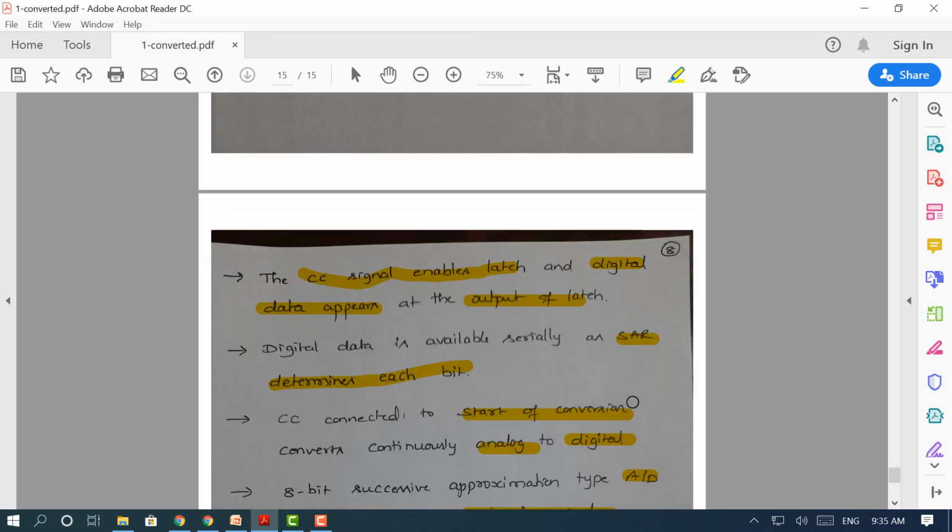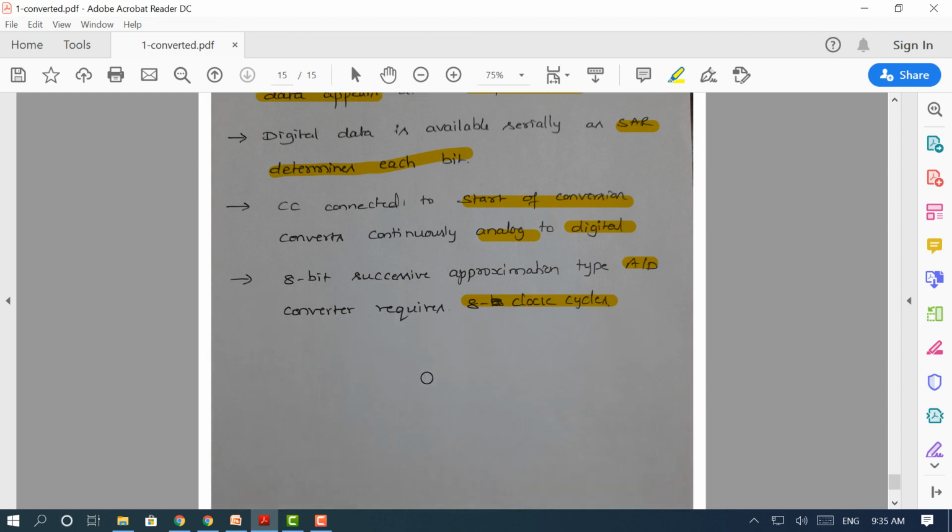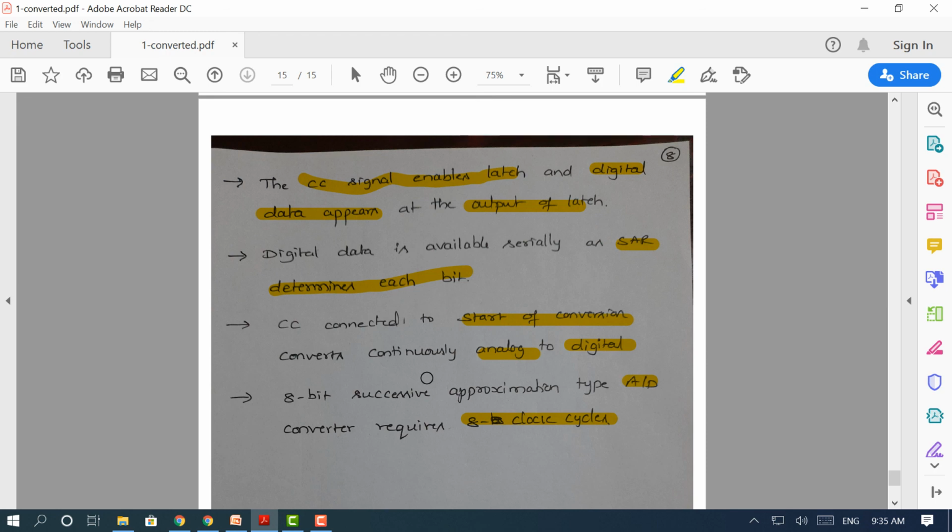So this is about successive approximation type analog to digital conversion. With this we have come to an end, and in a nutshell, to summarize, we have discussed in today's class two types of digital to analog converter, namely the binary weighted resistor type and the R-2R resistor type digital to analog converter, and we have discussed one circuit diagram that converts an analog input to a digital output, namely the successive approximation type analog to digital converter.